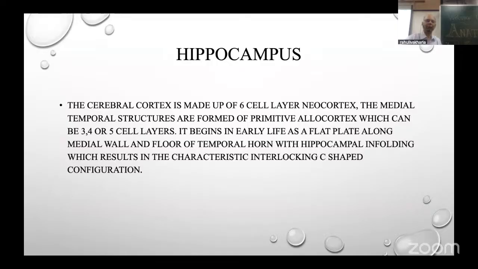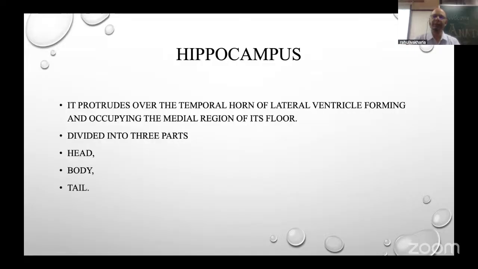Coming to the next part, the hippocampus. The cerebral cortex is usually made of 6 cell layers, the neocortex, while the medial temporal structures are formed of primitive allocortex, which, depending upon the area, can be 3, 4, or 5 cell layers. It begins in early life as a flat plate-like structure along the medial wall of the floor of the temporal horn, with the hippocampal infolding, which results in a characteristic interlocking C-shaped configuration. The hippocampus itself is arbitrarily divided into 3 parts: the head, body, and tail.